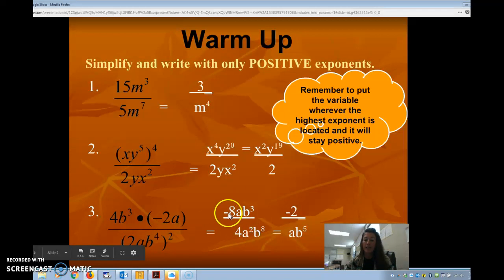Now I can actually divide negative 8 by 4 to get negative 2. It will go in the numerator because it is a whole number. And then I have the higher exponent in the denominator, so keep a in the denominator and do 2 minus 1, which is 1. And you don't have to put a 1, remember it's automatically understood. And then put your b, 8 minus 3 is 5.